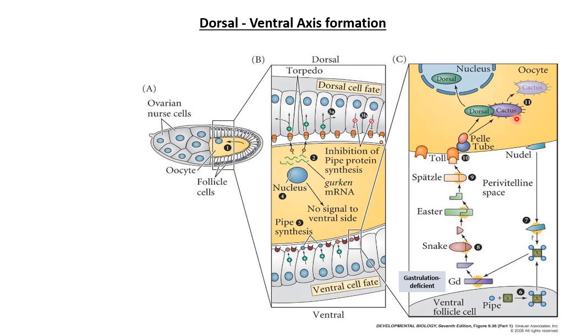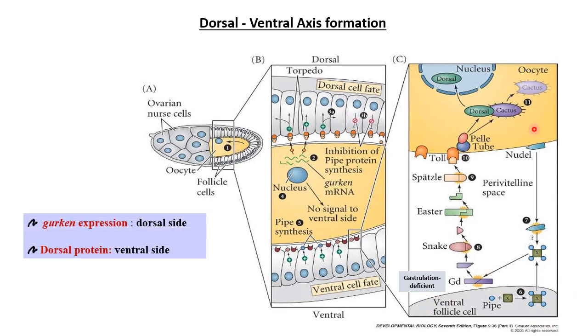This cactus protein actually traps the dorsal protein and inhibits it from entering the nucleus. After it is phosphorylated by pelle and tube, it undergoes degradation and the dorsal protein is released from the cactus and it enters the nucleus. So it starts certain mechanisms that help in ventralization of this follicle.